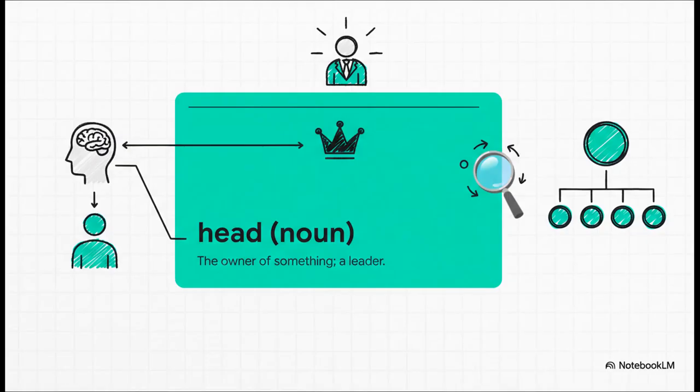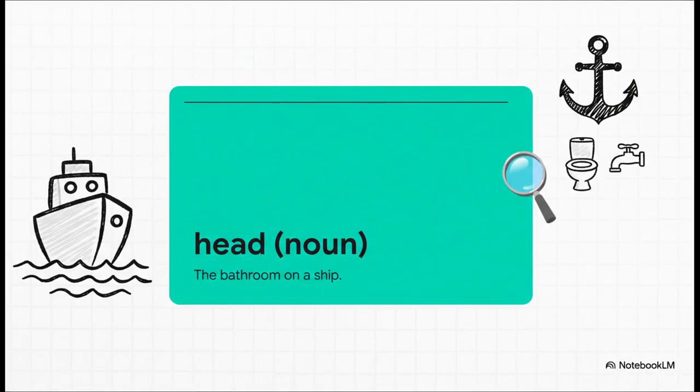And here's where it gets really interesting. Look how fast we jump from the physical to the metaphorical. Your head controls your body, so it makes perfect sense that the head of a company is the person in charge, the leader. It's a natural leap. And then you get something like this, which is just kind of wild. If you're on a ship, the bathroom is called the head. It's a super specific, almost strange meaning that just goes to show how words can evolve in little communities.